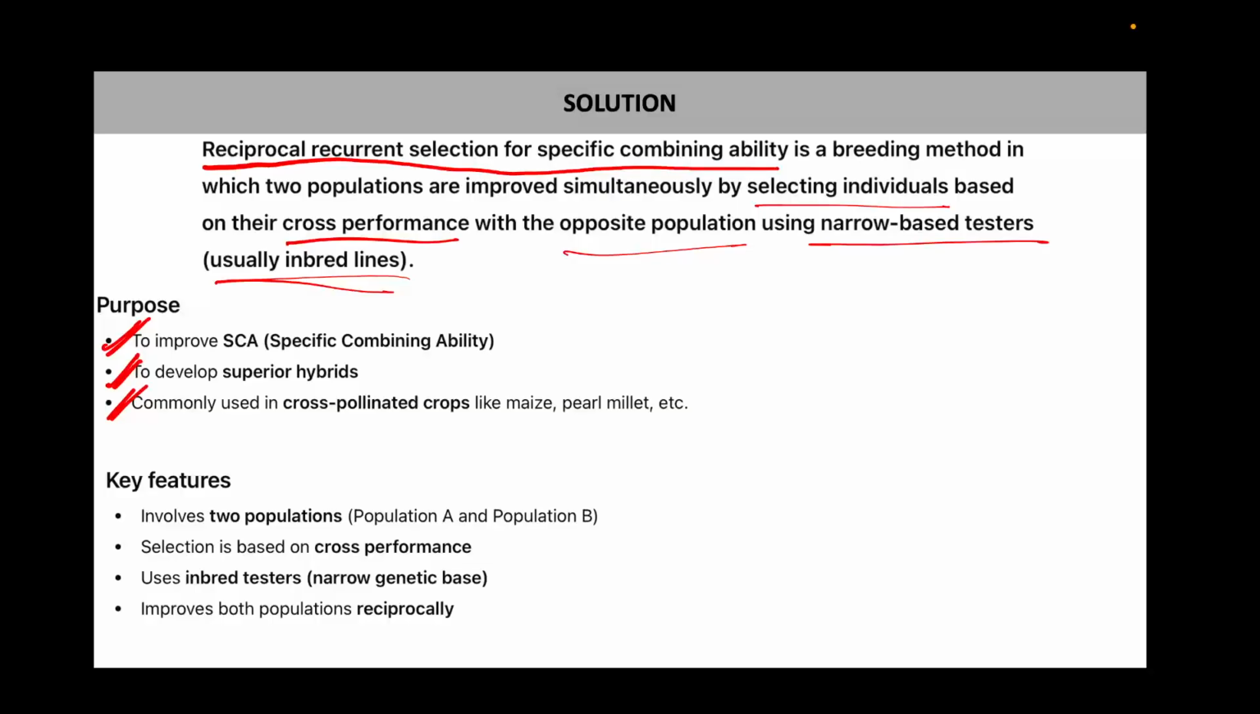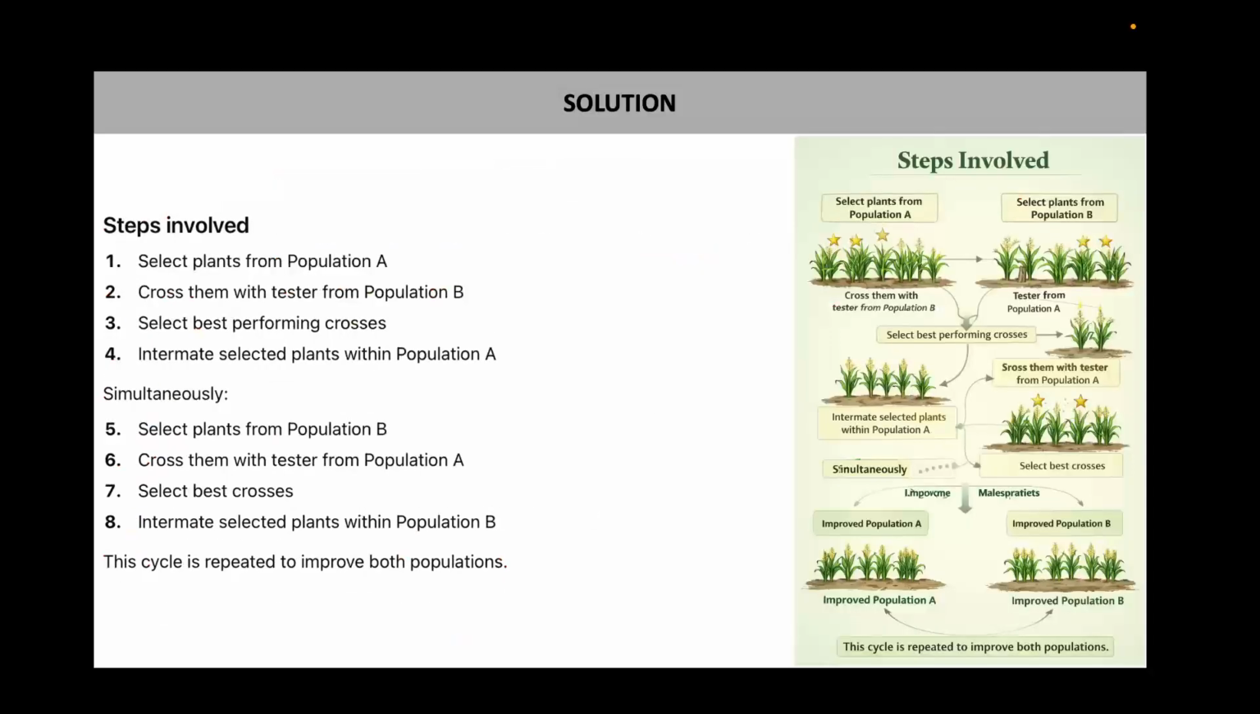Now, what are the key features of this RSSCA? It will involve two populations, as the definition says that it will help in the improvement of two populations simultaneously. So two populations will be involved, and then the selection will be based on cross performance. Inbred testers, which are narrow genetic base, are used in this, and this will improve both populations reciprocally.